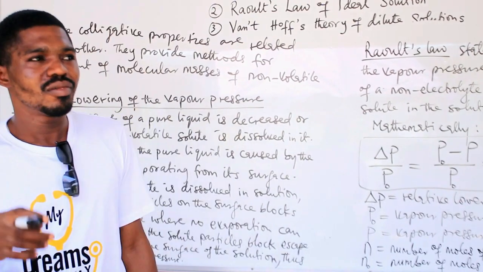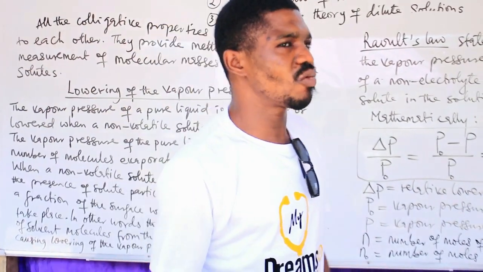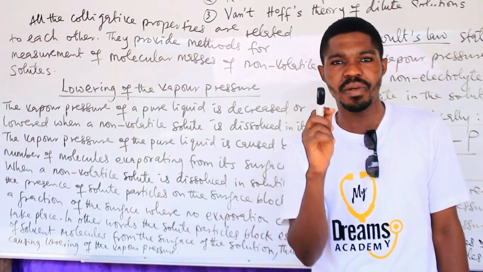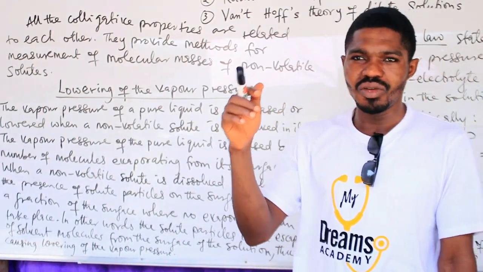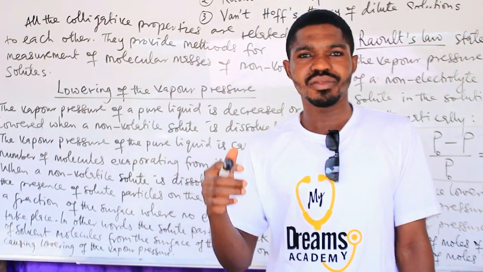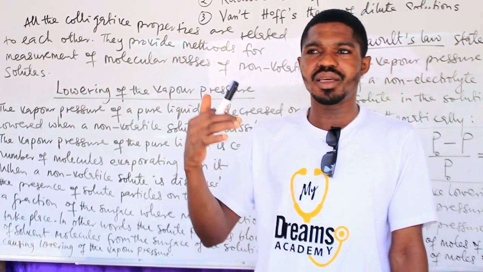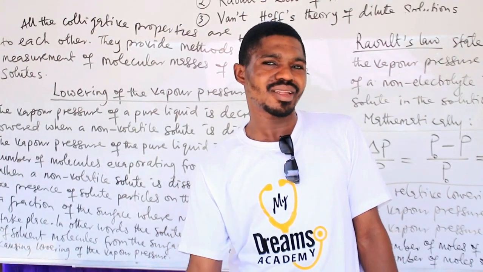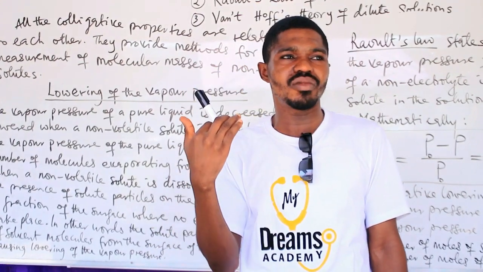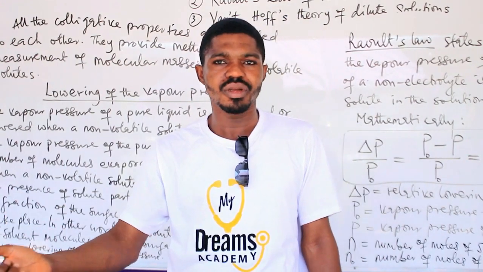Now, when we talk about vapor pressure of a liquid, what actually causes it? You know, class, that when you keep a liquid in a container, some of the molecules get agitated, their energy increases, and they start to escape through the surface of the liquid. That is evaporation.